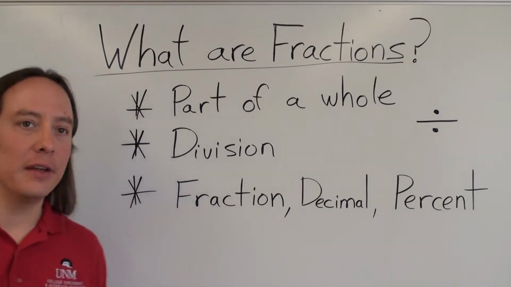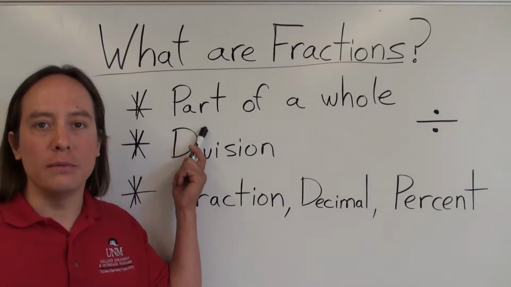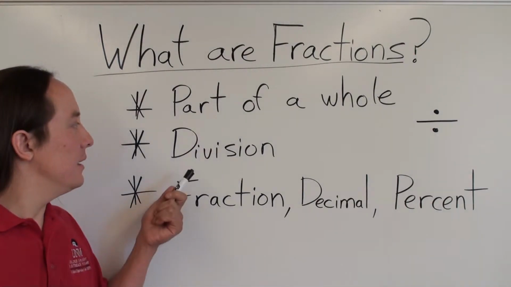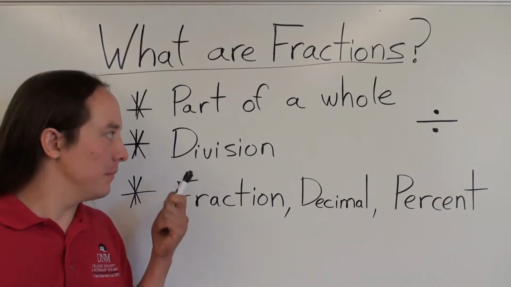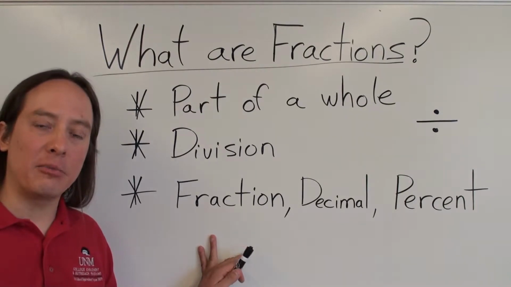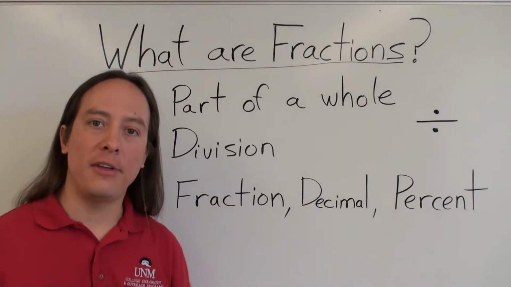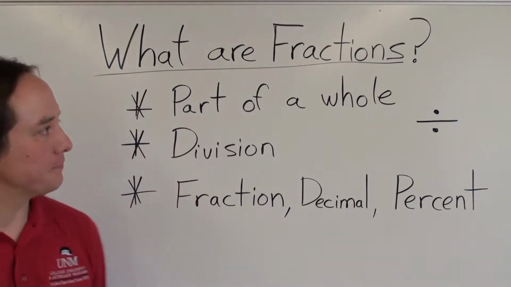So the first thing is a conceptual definition. It's part of a whole. It's part of something else. We'll talk about that in just a second. It has an operational definition, and it's a division. And we'll get to that in a second too. And then it has 3 ways of being expressed: fraction form, decimal form, and a percent.